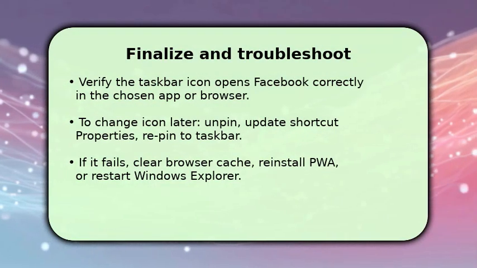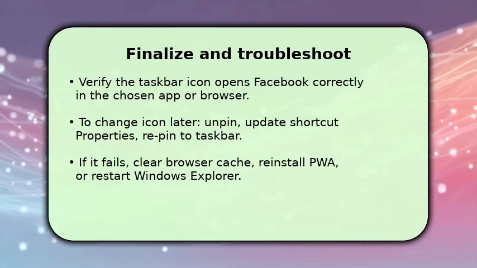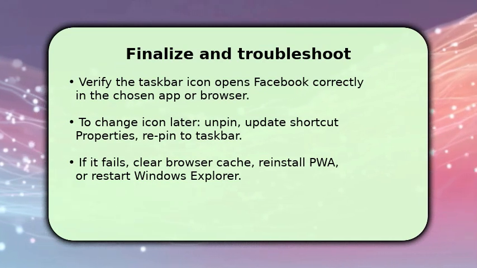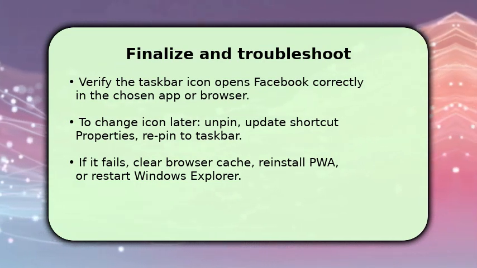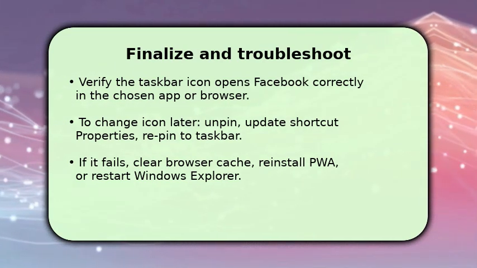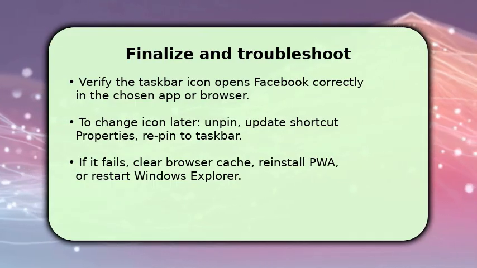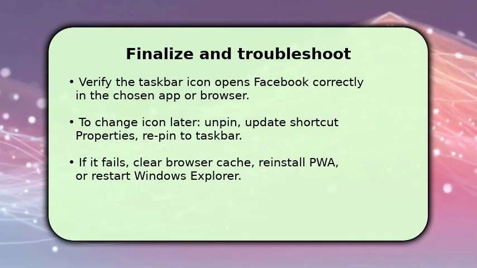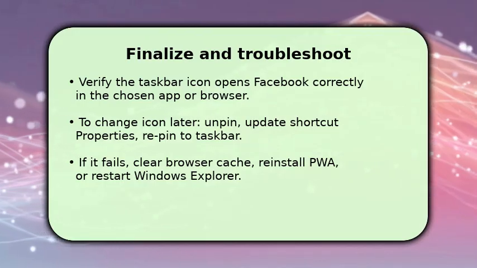Finish by testing the pinned icon. Click it to confirm Facebook opens as expected. If you want to tweak the icon, unpin the taskbar item, adjust the desktop shortcut's properties to select a different ICO, then pin again. Make sure the shortcut target points to the correct browser or app path.